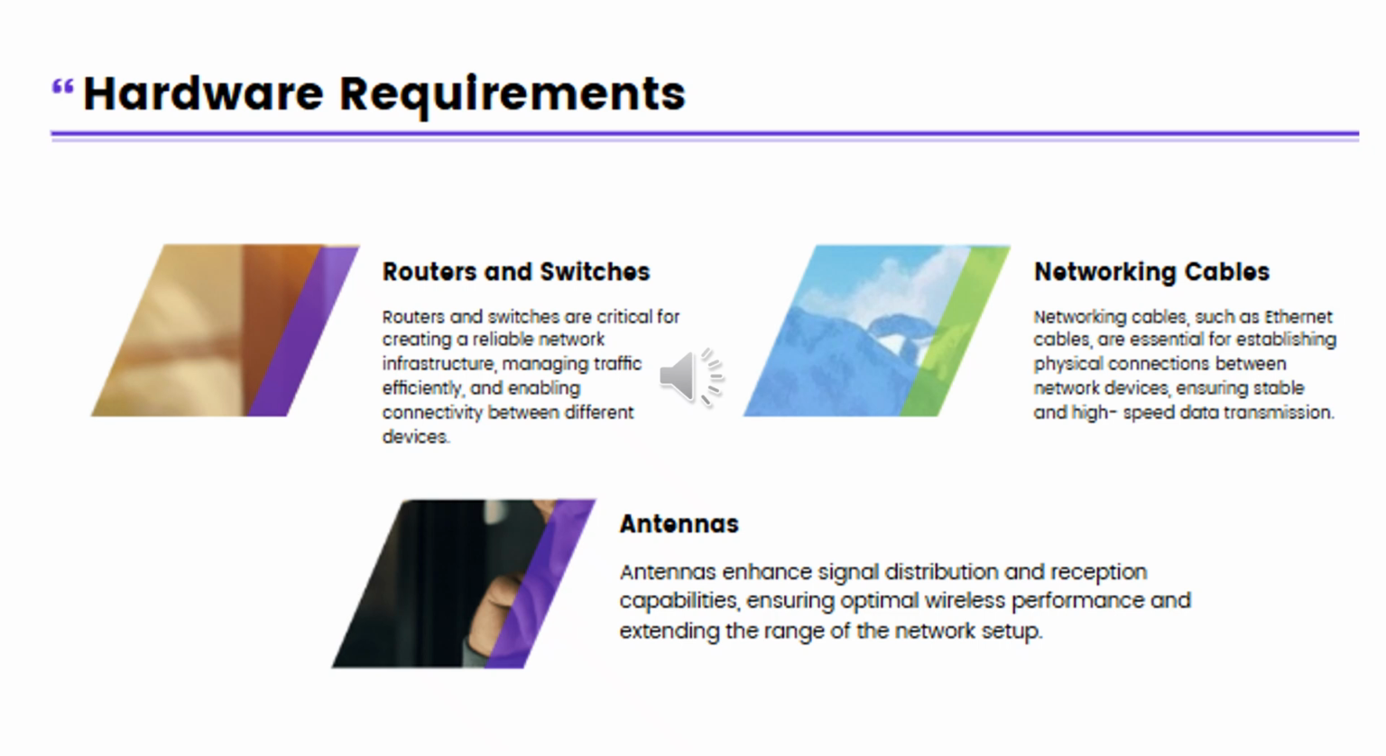Networking cables like Ethernet cables are still important in wireless networks. They connect critical devices such as routers and switches and of course ensure fast and stable data transmission between them. Antennae are key to enhancing wireless signal distribution and reception. They help extend the network's range and improve overall performance by ensuring that signals are transmitted and received clearly across the coverage area. Each of these components plays a vital role in building a robust and efficient wireless networking atmosphere.